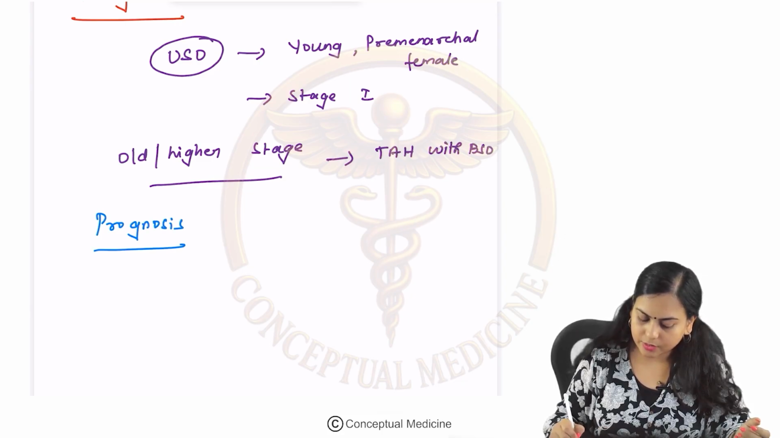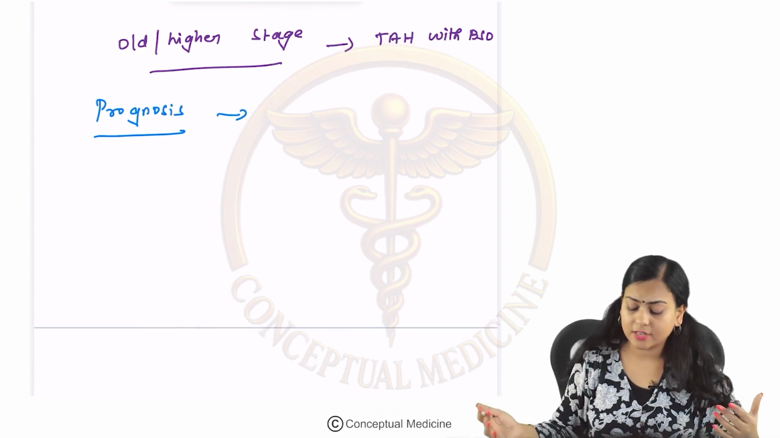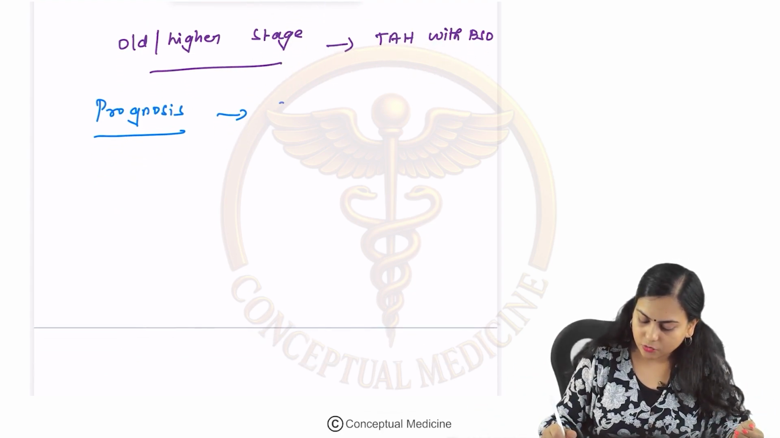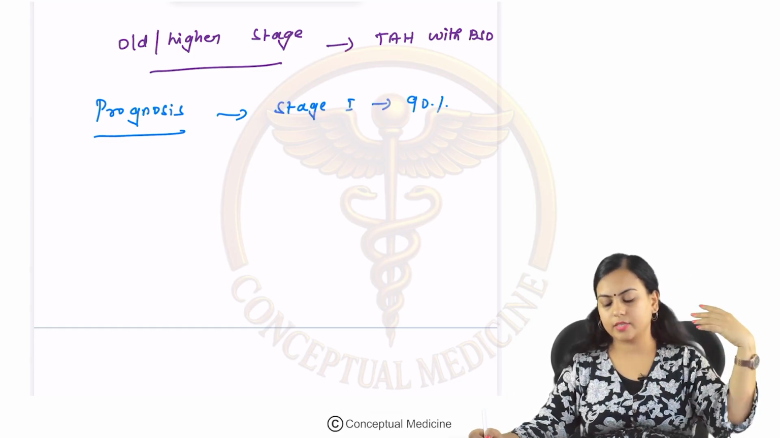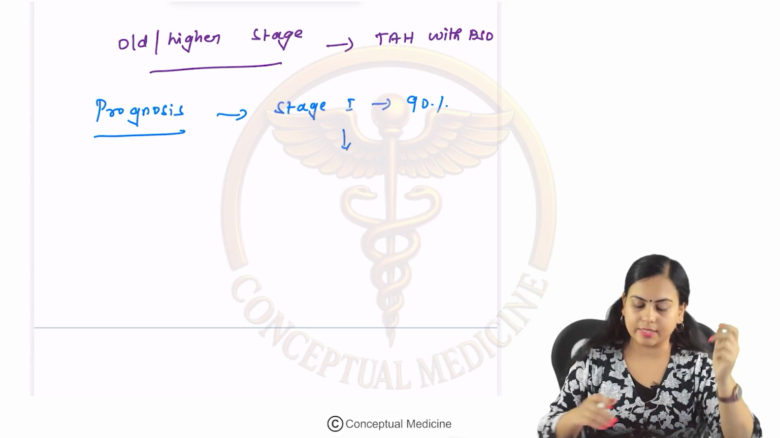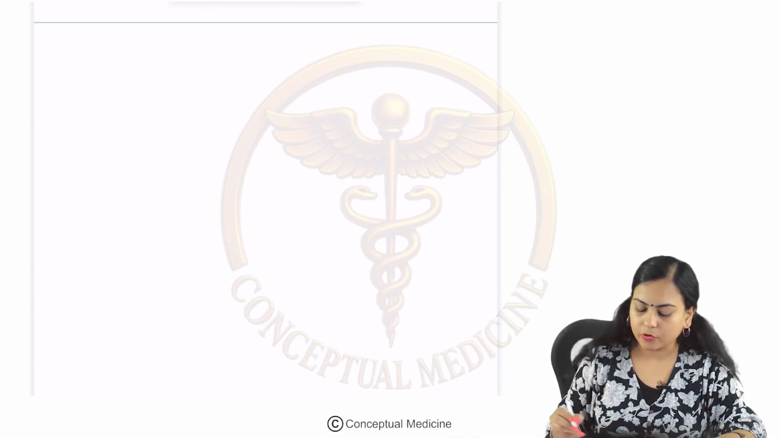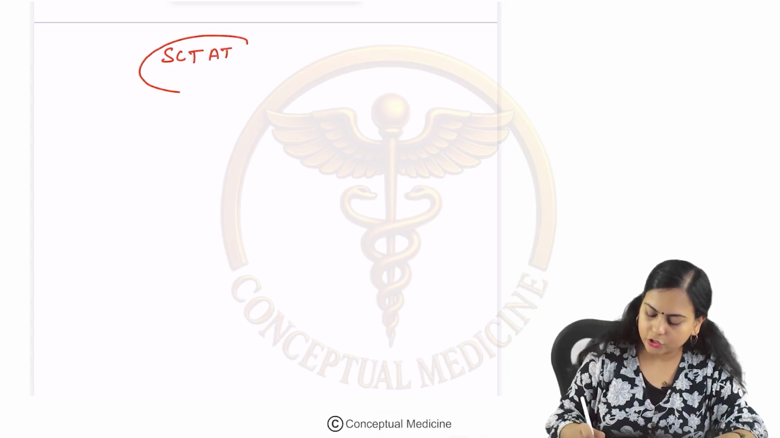Prognosis depends upon the stage as well as the tumor grade, the differentiation of the tumor. In stage 1 tumors, the rate of survival will be about 90%. Clear? And with progressive stage, the rate of survival decreases. Right. Now let's talk about Sertoli-Leydig cell tumor with annular tubules.